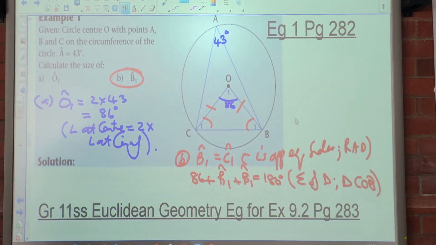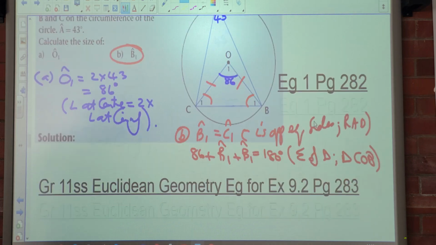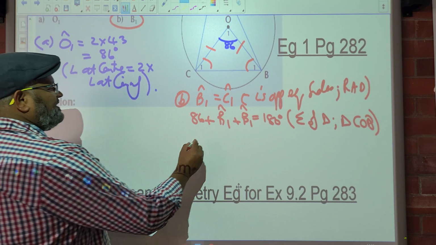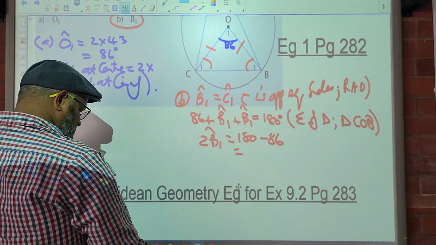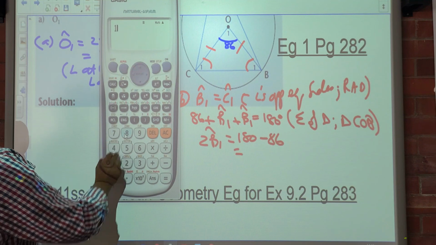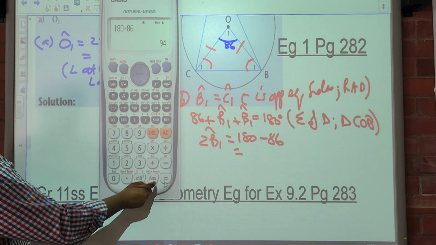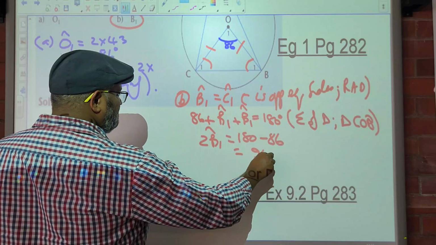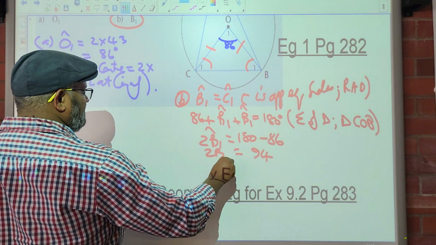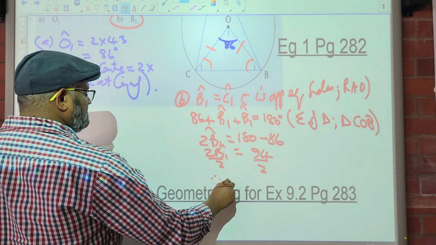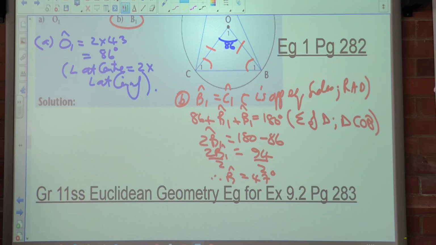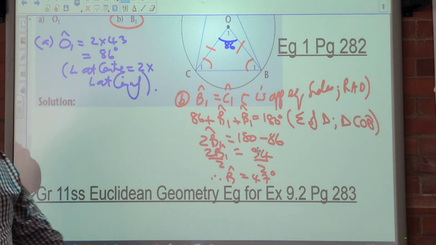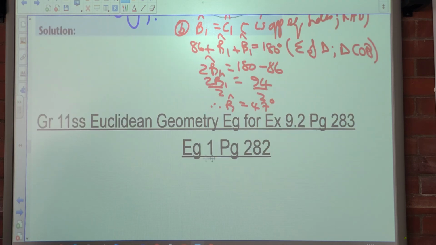So what can I say now? You can say 2B1, twice B1, is equal to 180 minus 86, which is 94. So 2B1 is equal to 94, divided by 2. So B1 is equal to? People, any confusion there? It's easy, no? Right, let's look at the next one.